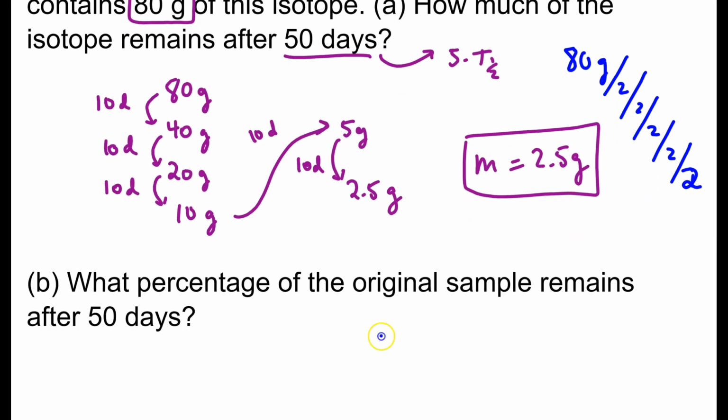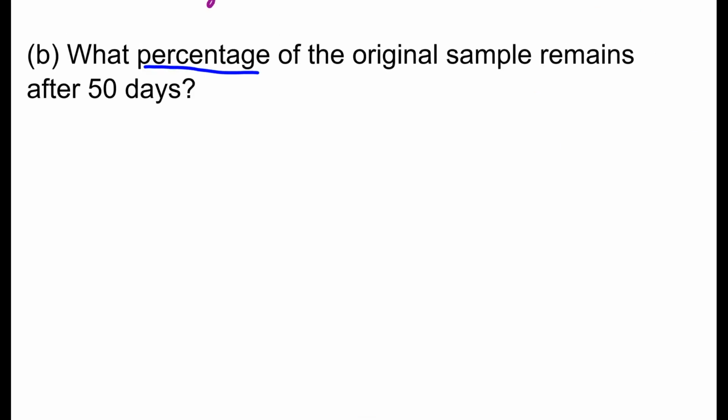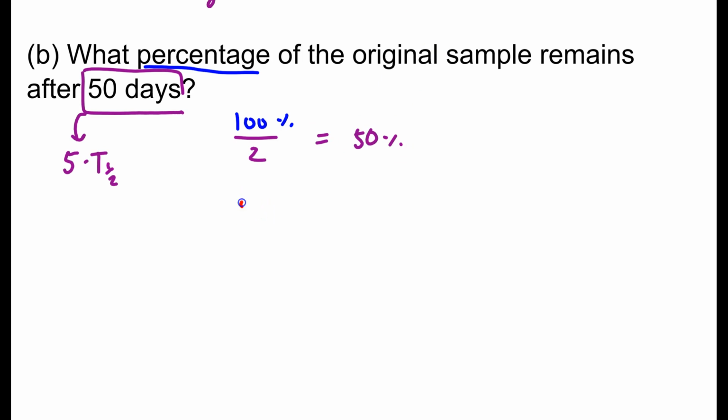The next question says, what percentage of the original sample remains after 50 days? This is the exact same problem, except now we're not going to start with 80 grams. We are going to start with 100%. Just like before, 50 days would be 5 half-lives. So we cut this in half 5 times. Cutting it in half once gives 50. Cutting it in half again is 25. Cutting 25 in half gives us 12.5%.